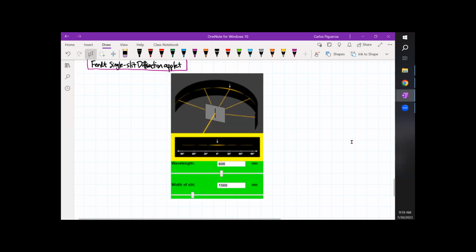So if I go and look at my values, I'm seeing here that I have a minima here, but note that at 90 degrees right here, there's light there. So this is a maxima at 90 degrees.